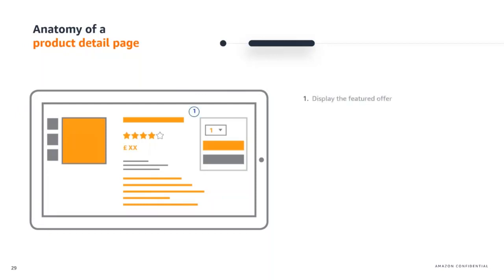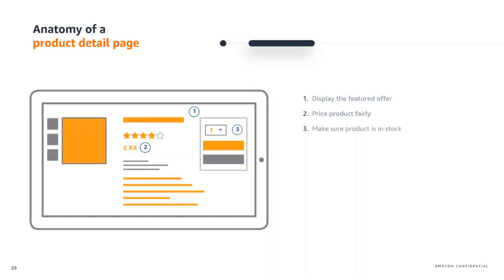So first, as I mentioned before, is that in order to advertise, your product has to be eligible to be the featured offer. And once again, a key factor in displaying the featured offer is price. So for many shoppers, price is very important and plays an important role in their purchase decisions. So in addition to your product title, your images, and other information, sponsored products ads include the price of your item as well. So shoppers may be more motivated to click on your ad and ultimately make a purchase if you offer great prices for your products.